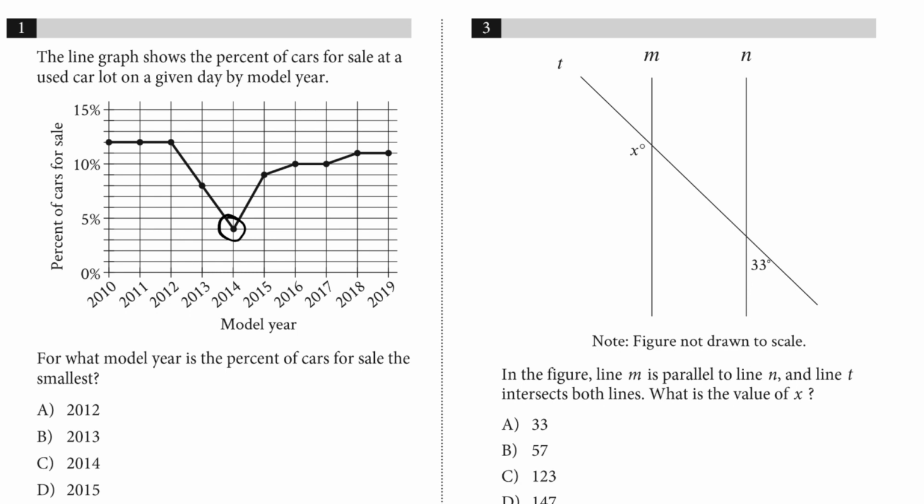As you can see, it's this point right there, and the value is going to be 4%. So the year that has that lowest sale percentage is 2014.